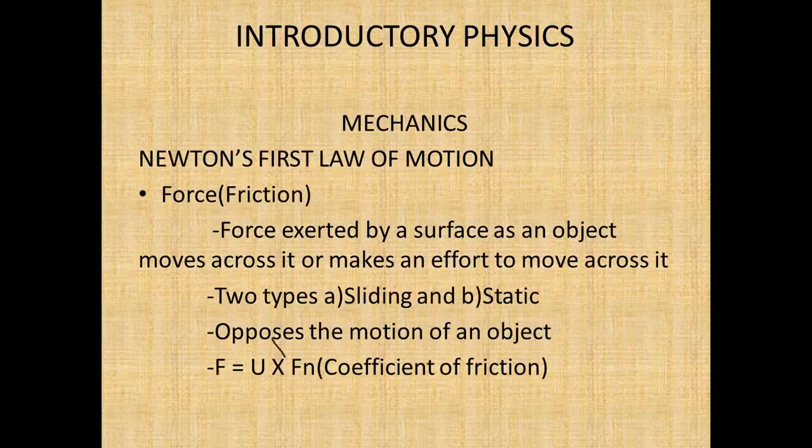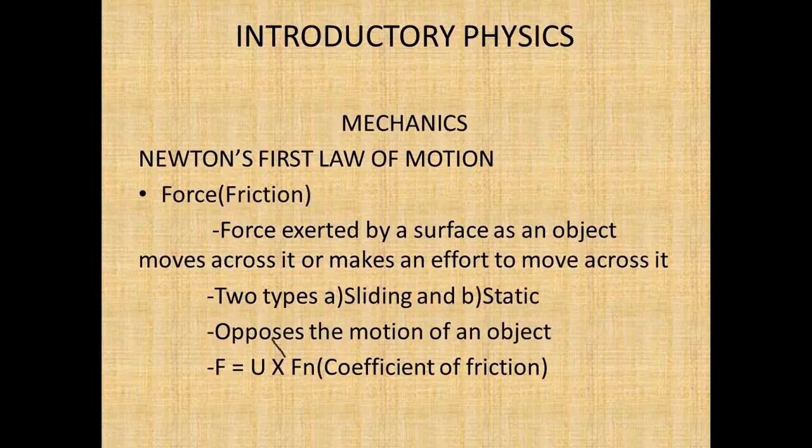Again, there are two types of frictional forces. Sliding frictional force is once the object is moving across a surface, and the adhering of the two surfaces prevents motion. Again, remember that friction is going to prevent motion. And then static frictional force is before you get motion. Okay? Again, friction opposes the motion of an object.